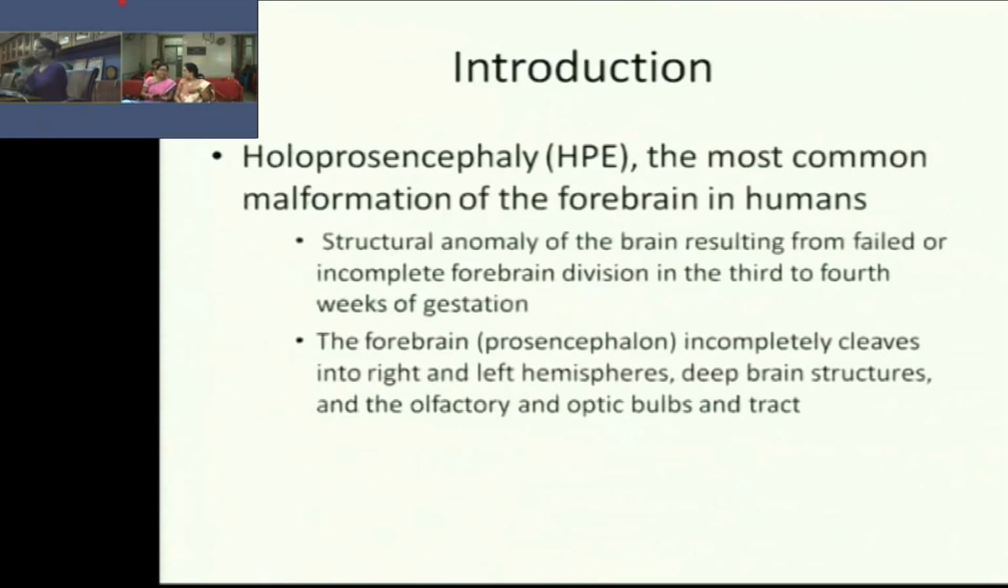management. So what is holoprosencephaly? Most of us know this. This is the most common malformation of the forebrain in humans, and it is a structural anomaly of the brain which results from failed or incomplete forebrain division in the 3rd to 4th week of gestation, which normally happens in that period. So the prosencephalon incompletely cleaves into right and left hemispheres, deep brain structures, and the olfactory and optic bulbs and tracts.